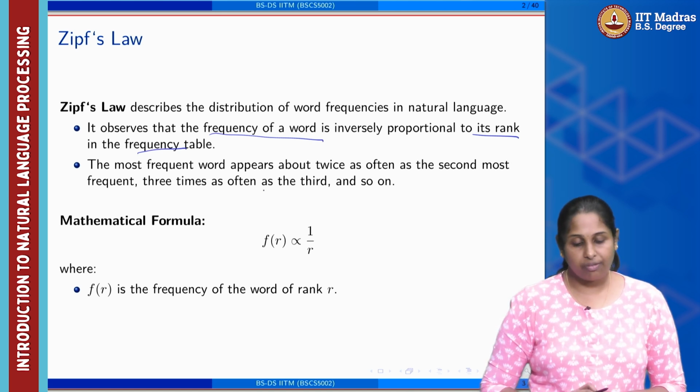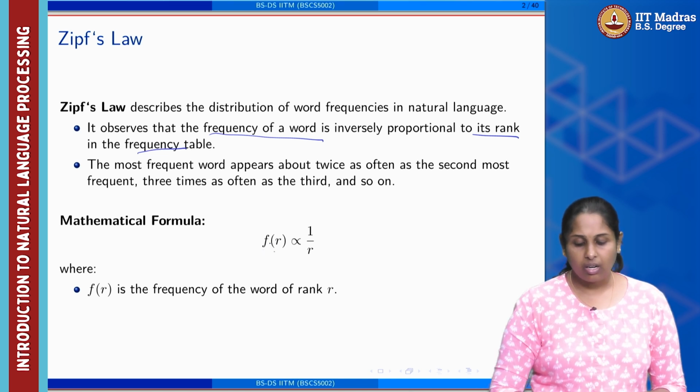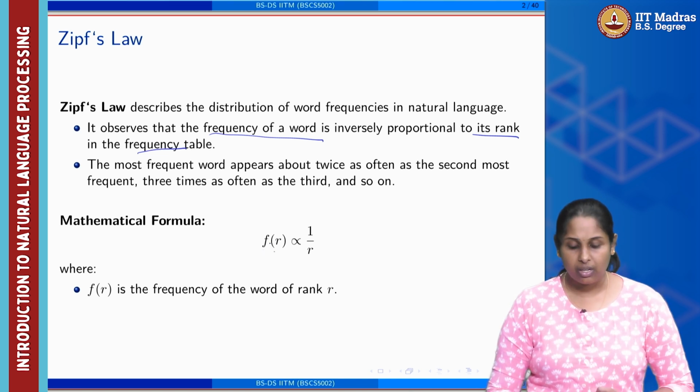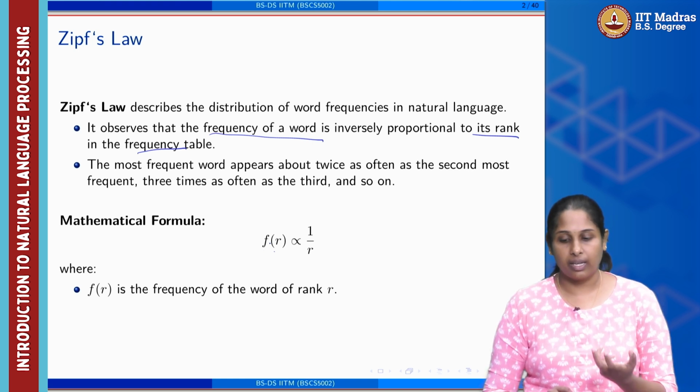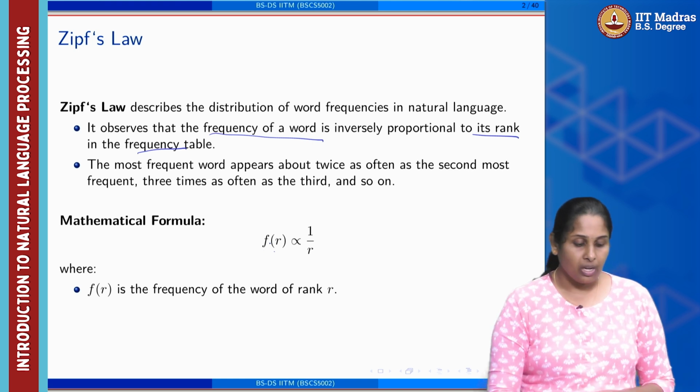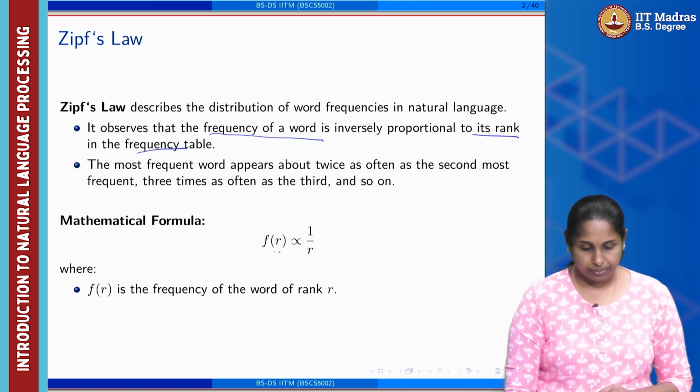So the mathematical formula for Zipf's law is that the frequency of a word is inversely proportional to the rank of the word in the frequency table. Here f(r) is the frequency of the word with the rank r.